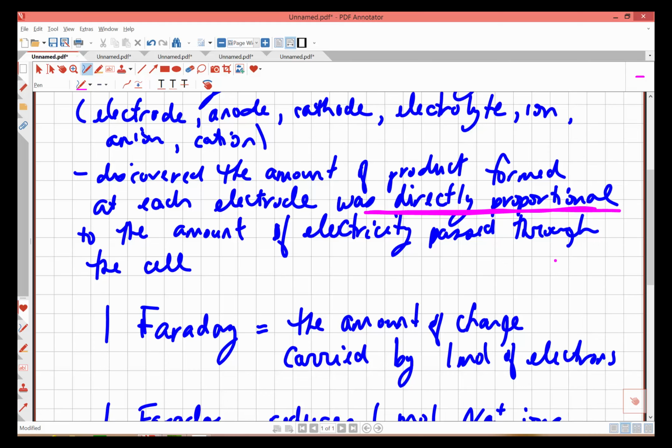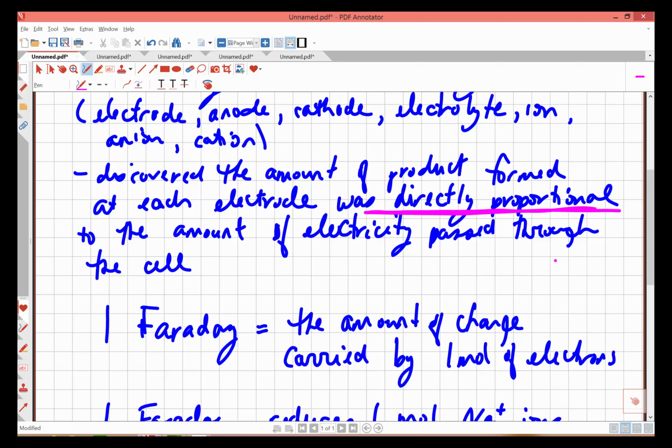So let's just talk about how we defined a Faraday. We defined 1 Faraday as the amount of charge carried by 1 mole of electrons, right? So you have to recognize that each electron carries a charge. So a mole of electrons would obviously carry a significant amount of charge, because that's a whole lot of electrons: 6.022 times 10 to the 23.